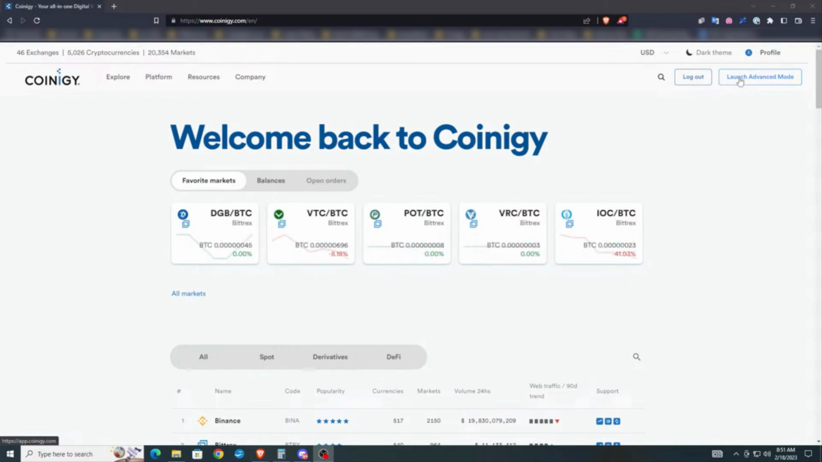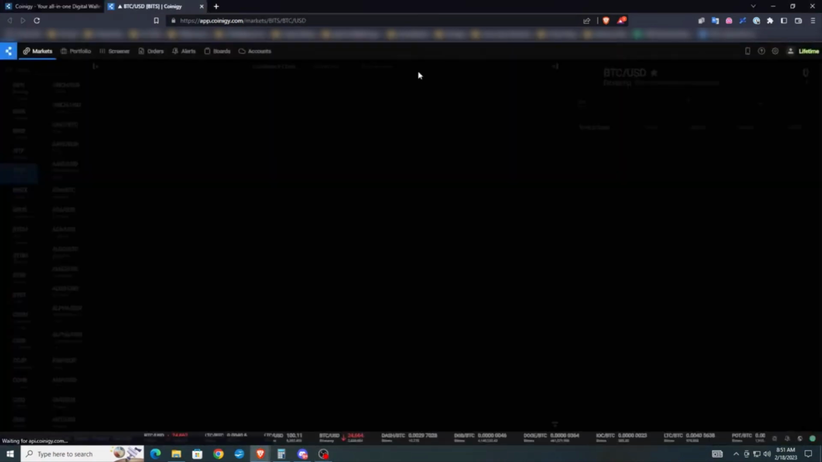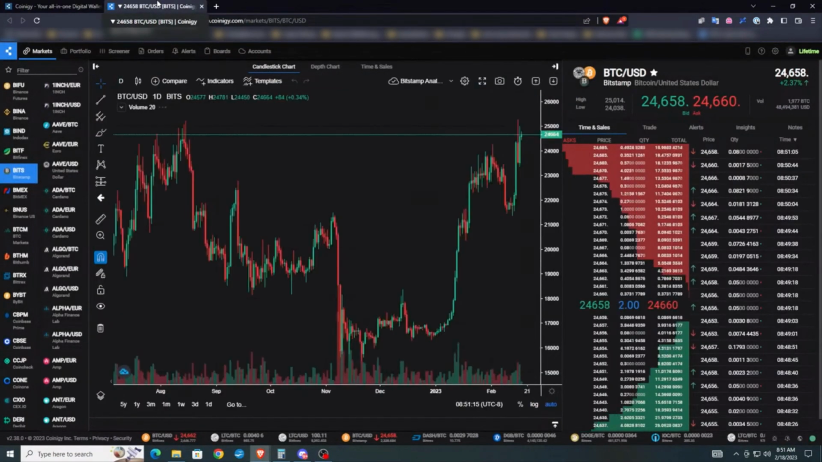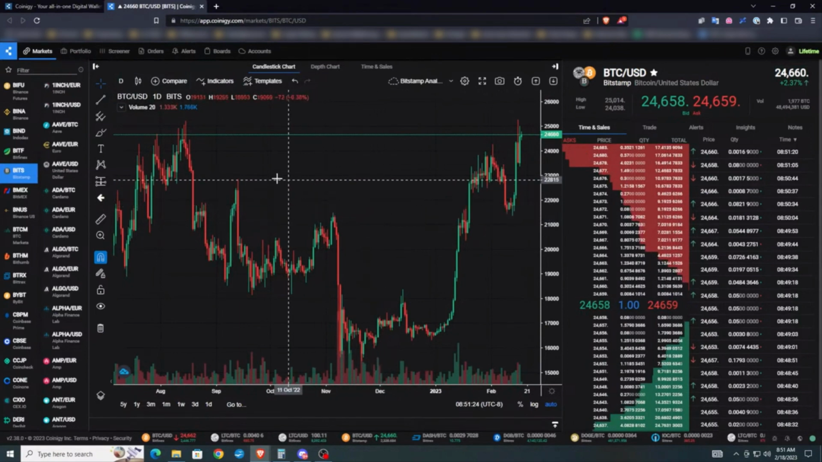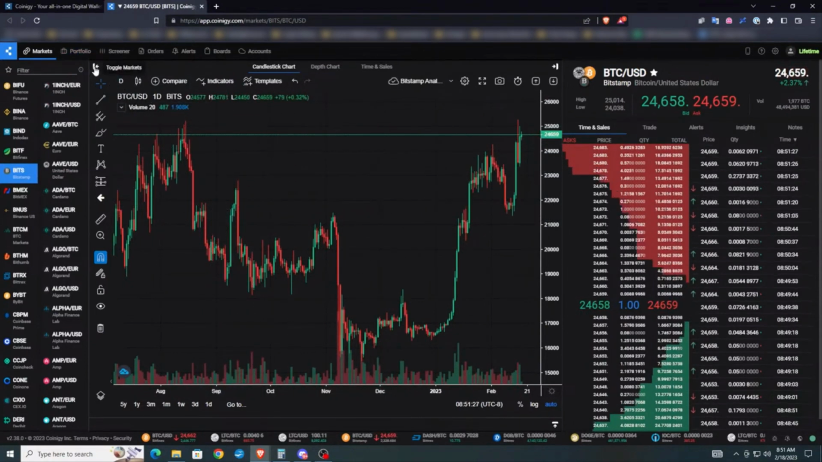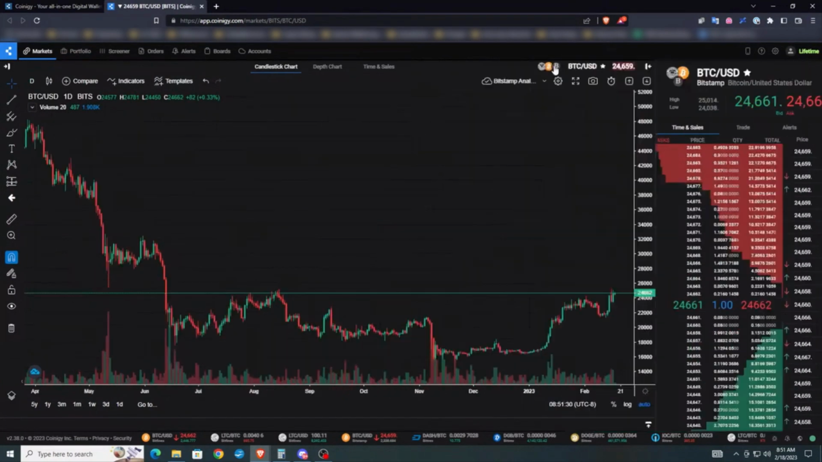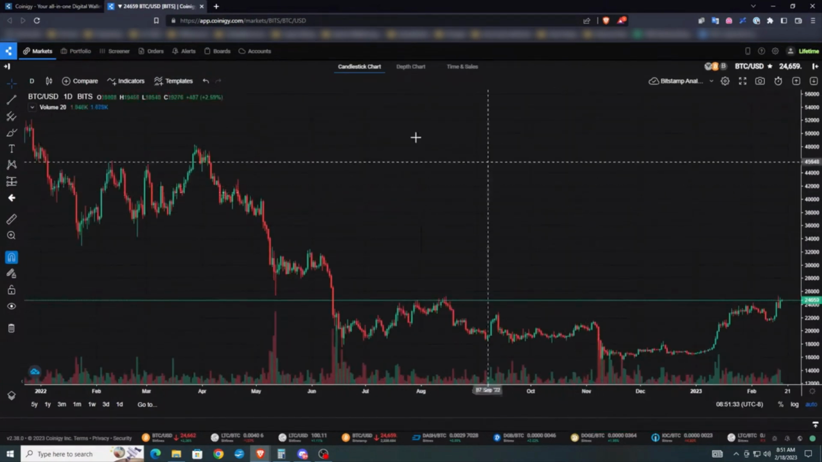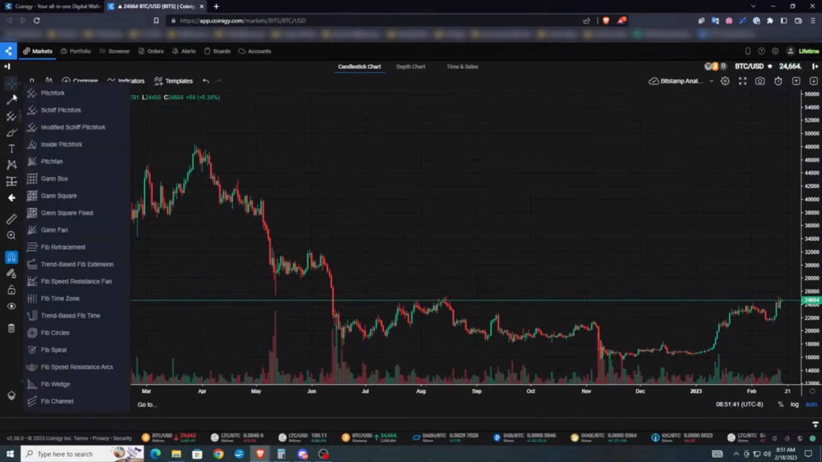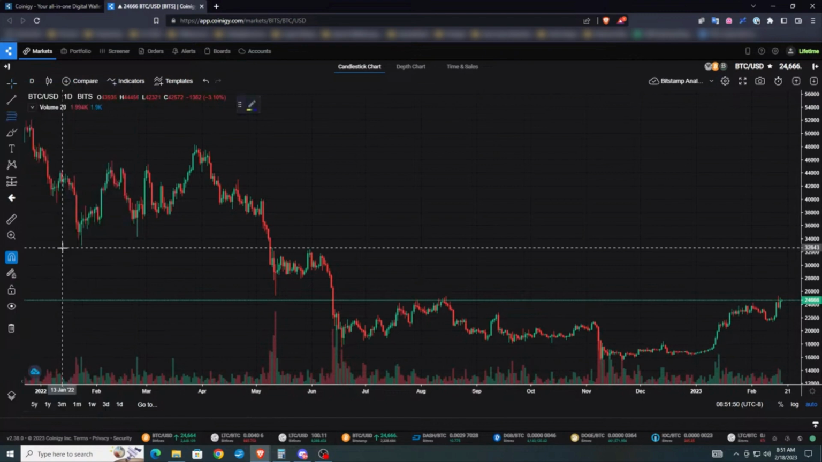We're going to click on this Launch Advanced Mode button, which pulls up our nice price charts. You notice that we have Bitstamp, Bitcoin, on the chart and the daily chart loaded. For the purposes of the tutorial, we will put the side panels away so we can see the prices up close. We are going to mouse over onto the left-hand side and pick the third choice down. We're going to pick this Fibonacci Retracement tool. So we're going to click on that.